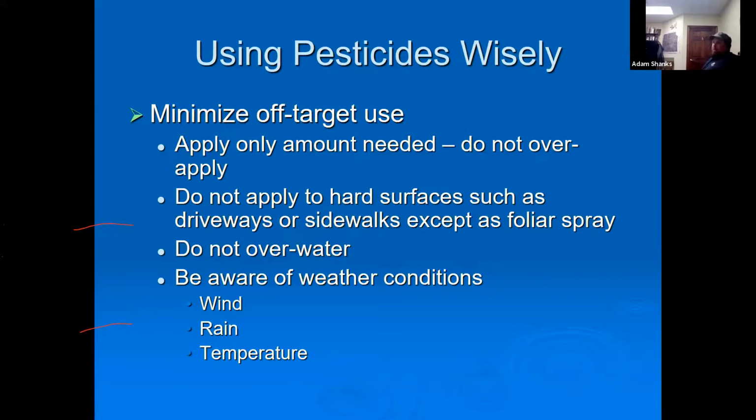And temperature: if you're applying a pesticide or herbicide and that plant's not actively growing because it's 40 degrees, you're wasting your money and time because it's not going to take in that herbicide and do any good.